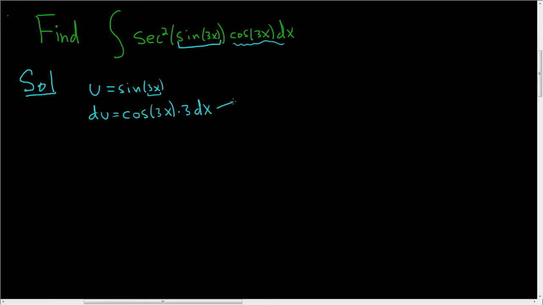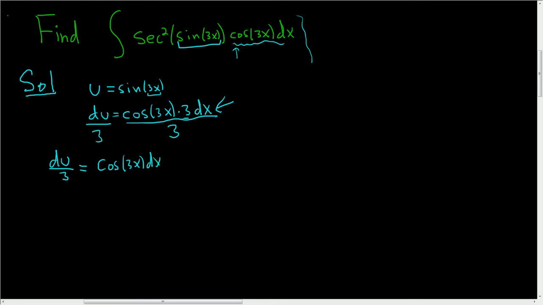The goal is to make this match what we have in our integral up here. So here we have a 3, and here we don't have a 3. There's no 3 in the integral. So we'll divide both sides by 3 to make it match the integral. So this is du over 3 equals cosine 3x dx.